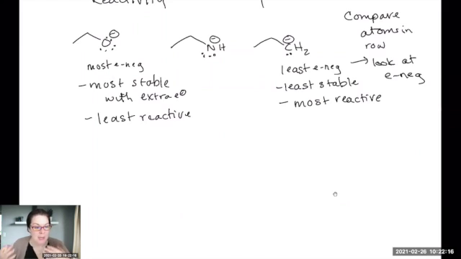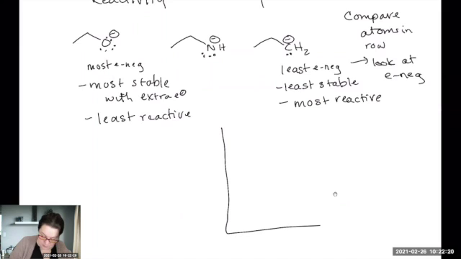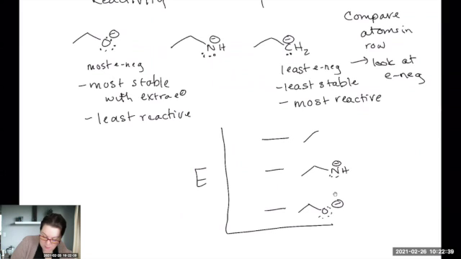And if you're like me and you like to think about things on energy diagrams, our oxygen containing ion would be the lowest in energy. So this is energy. The nitrogen would be in the middle. And our highest in energy, which means it's the least stable, most reactive, would be carbon. Okay.